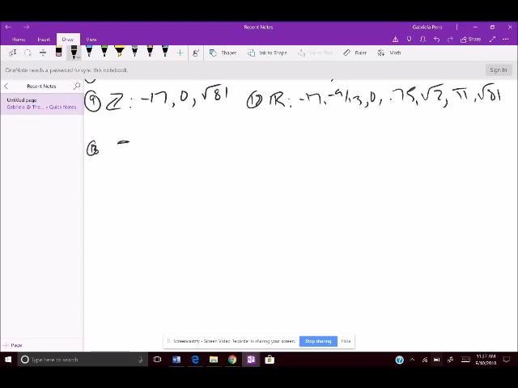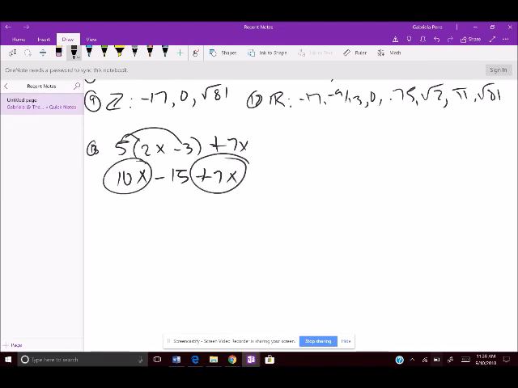Number 13. You were supposed to simplify. So what is the one thing I have to do? Distribute the 5. If I distribute the 5, this becomes 10x minus 15 plus 7x. And then that becomes 17x because of those two. And this is your answer. Questions?